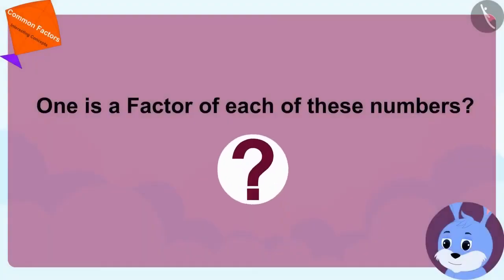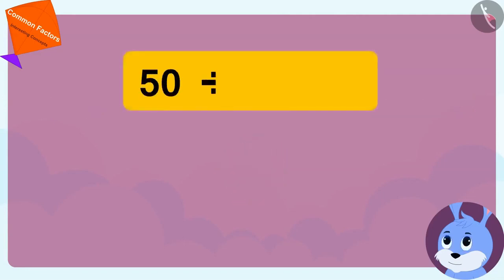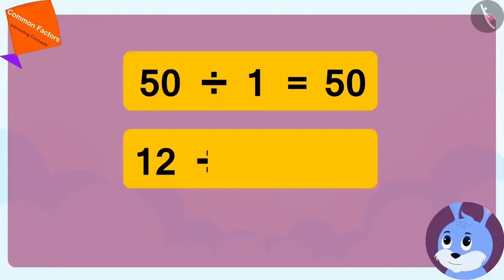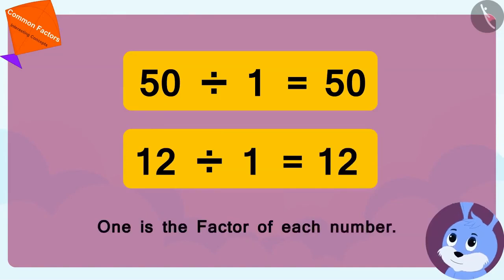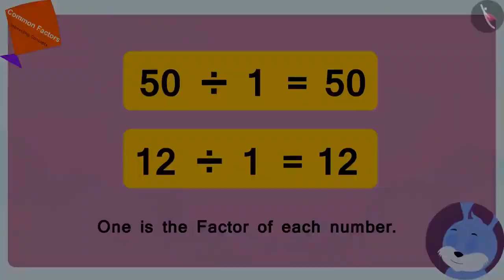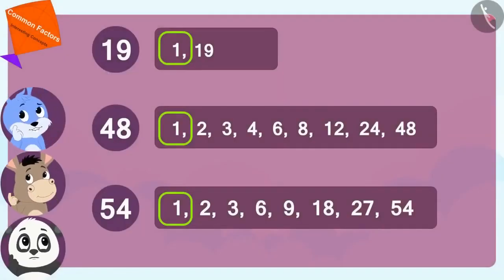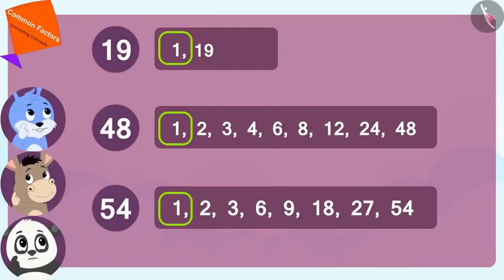Children, is what Bunny saying correct? Is 1 a factor of every number? We can divide any number by 1. So 1 is a factor of each number. Bunny's point is absolutely correct. Now, all three friends are thinking that they cannot give all those things to only one child.